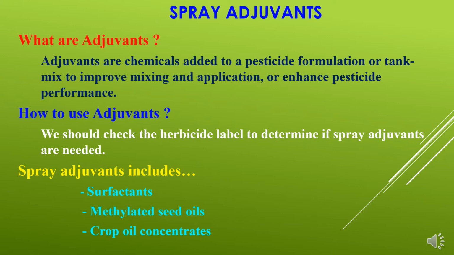Now we will go through spray adjuvants. What are adjuvants? Adjuvants are chemicals added to a pesticide formulation or tank mix to improve mixing and application or enhance pesticide performance. How to use adjuvants? We should check the herbicide label to determine if spray adjuvants are needed, and use them accordingly. The spray adjuvants include surfactants, methylated seed oils and crop oil concentrates. All of them are used to increase the efficiency of pesticide application.